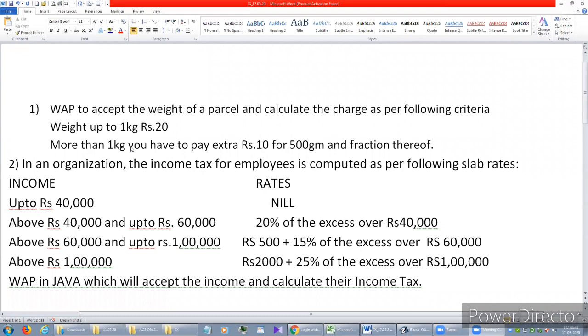Now Isha, can you explain what is the meaning of this fraction thereof? Isha, are you getting me? Hello, sir. Yes, are you getting me? Can you explain the meaning of this fraction thereof?